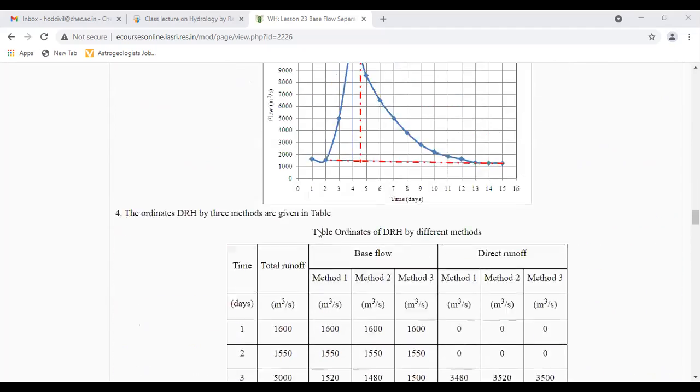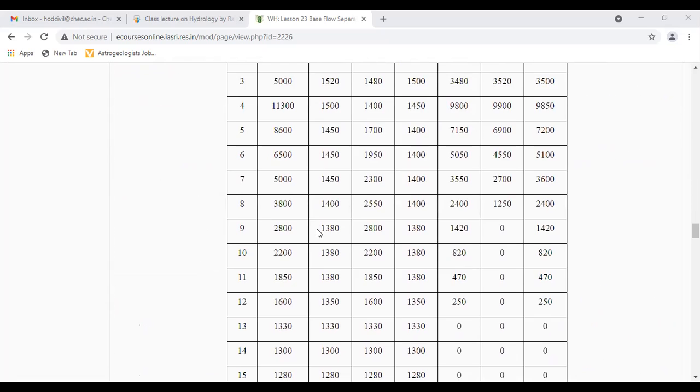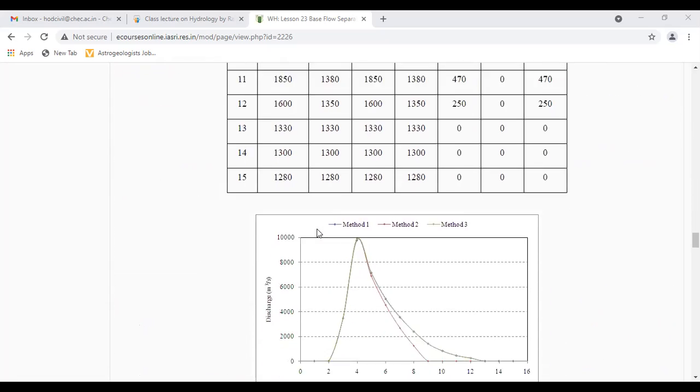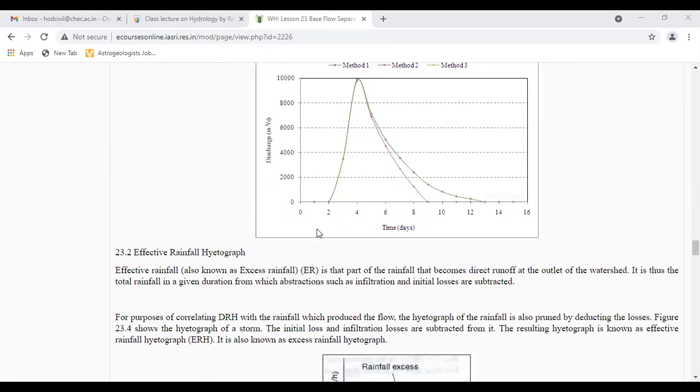Here, some examples and problems are there, so I skip these problems. If we have some time, then I will explain the problems also.